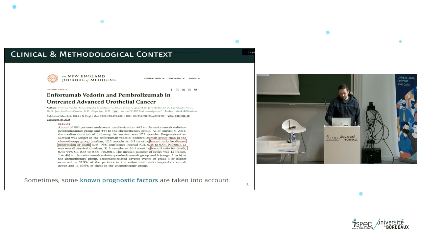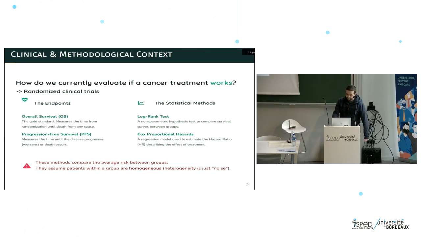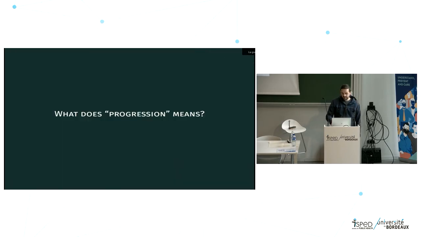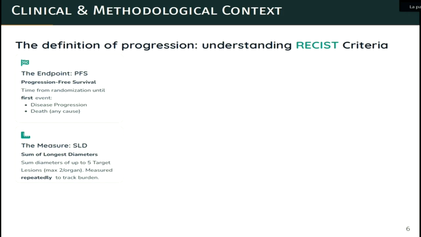So now I mentioned two outcomes. Overall survival is very simple to understand. But progression, how do we know that the cancer is progressing? When is it triggered, the progression? There are a set of rules that define what is a progression. Those are called RECIST criteria. And it's based on the measurement of the tumors.